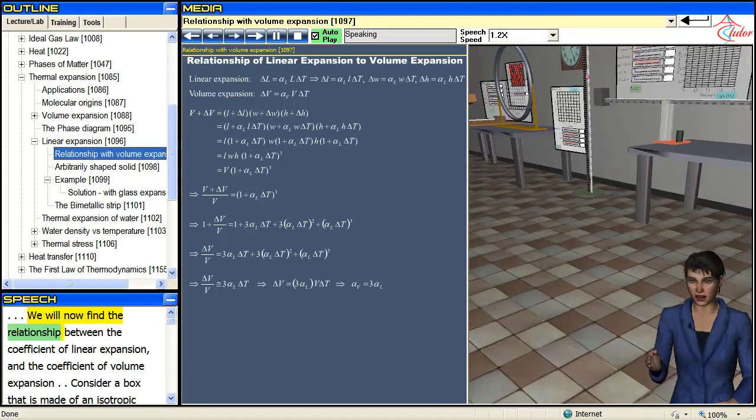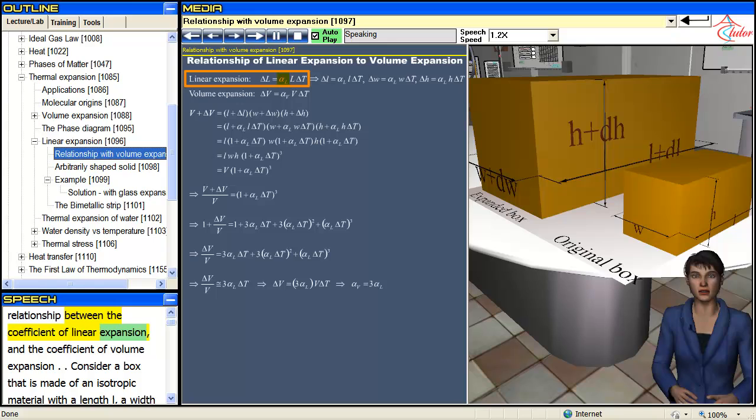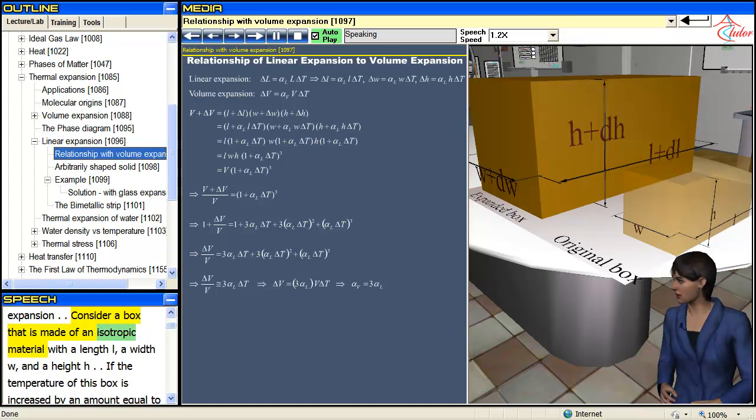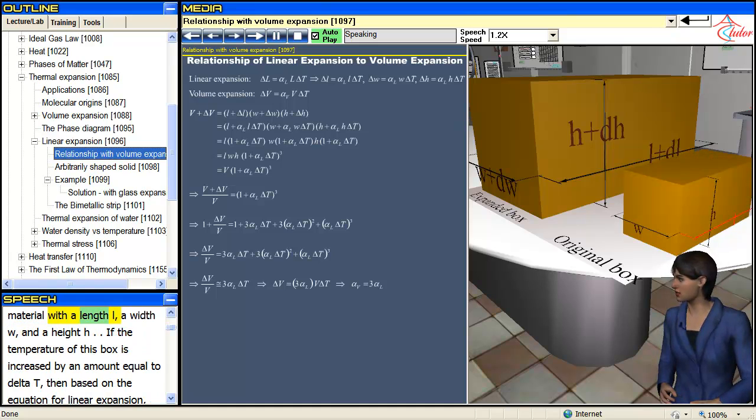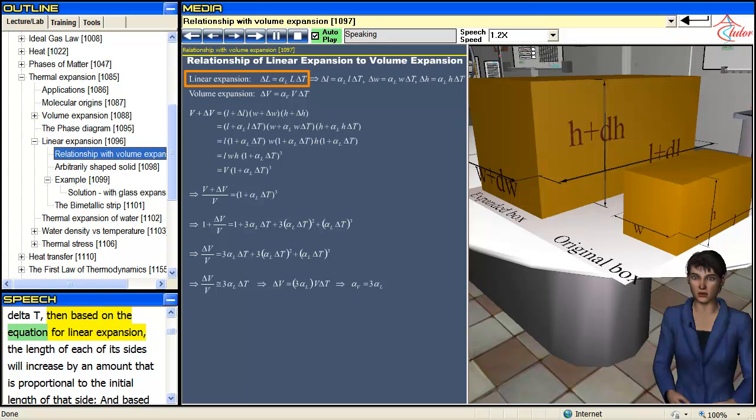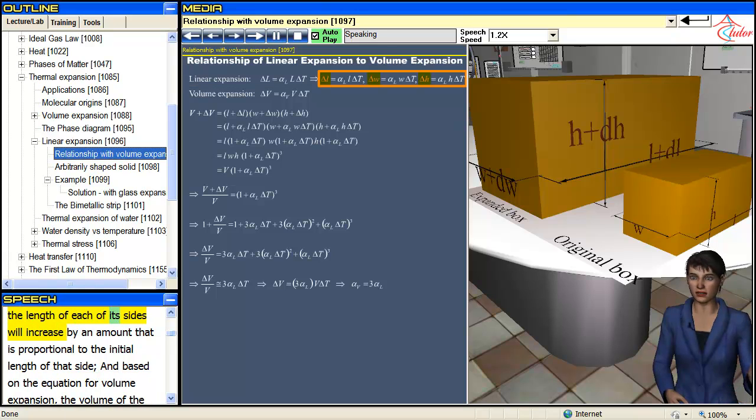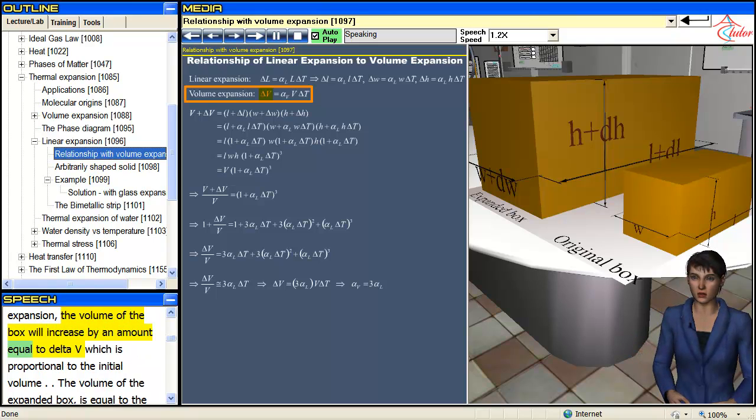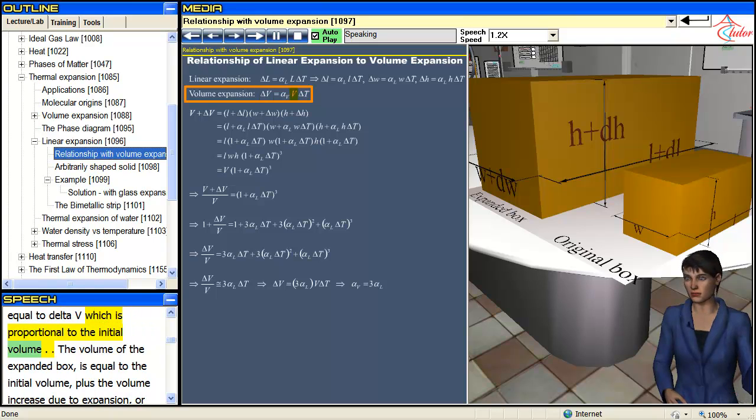We will now find the relationship between the coefficient of linear expansion and the coefficient of volume expansion. Consider a box that is made of an isotropic material with a length L, a width W, and a height h. If the temperature of this box is increased by an amount equal to delta T, then based on the equation for linear expansion, the length of each of its sides will increase by an amount that is proportional to the initial length of that side. And based on the equation for volume expansion, the volume of the box will increase by an amount equal to delta V, which is proportional to the initial volume.